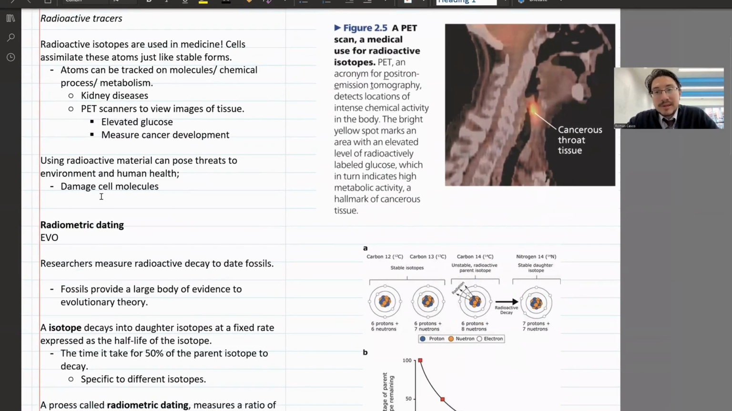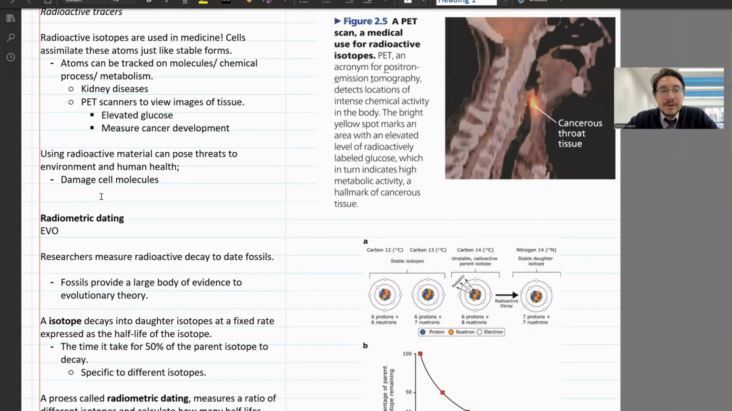The use of radioactive material has to be taken with care, right? Definitely there are threats, right? Overexposure to human health and the environment. As we're going to see much later on, radioactive material is quite damaging to cells and molecules. So you do have to be careful of that.